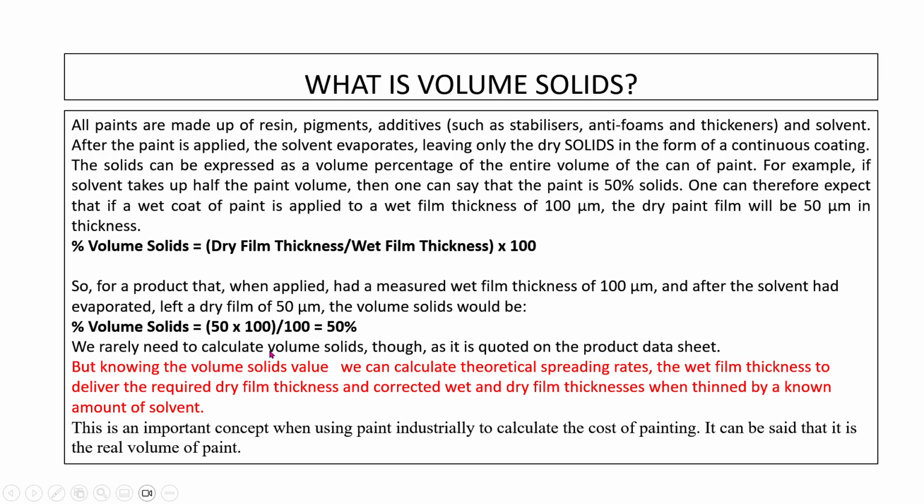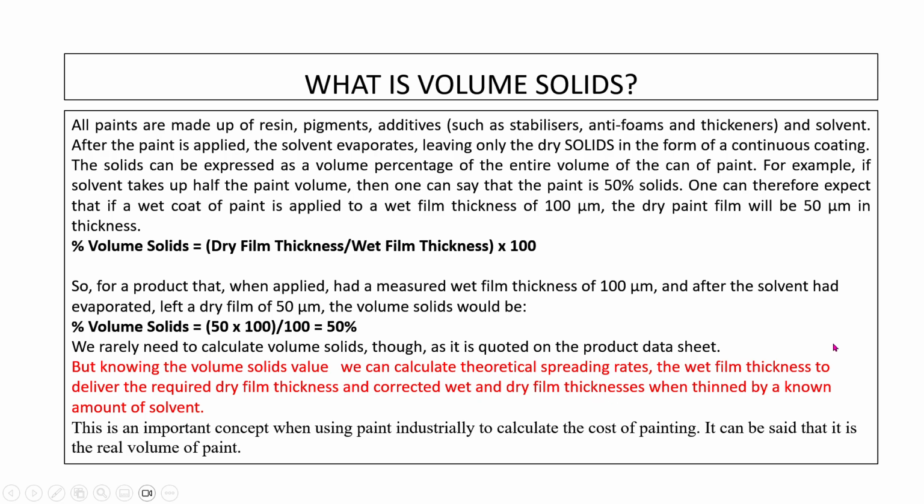We rarely need to calculate the volume solids, because the paint manufacturer mentions in the product data sheet what the volume solids are. By knowing the volume solids, which is very important, we can calculate theoretical spreading rates: how much area 1 liter will cover.